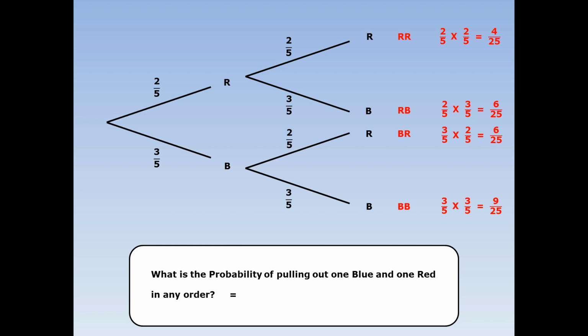What's the probability of pulling out one blue and one red in any order? That's the two middle ones, red then blue and blue then red. The probability of both of them is 6/25. I need to add these together because I add down the branches. 6/25 plus 6/25. I add the tops and the bottom stays the same.